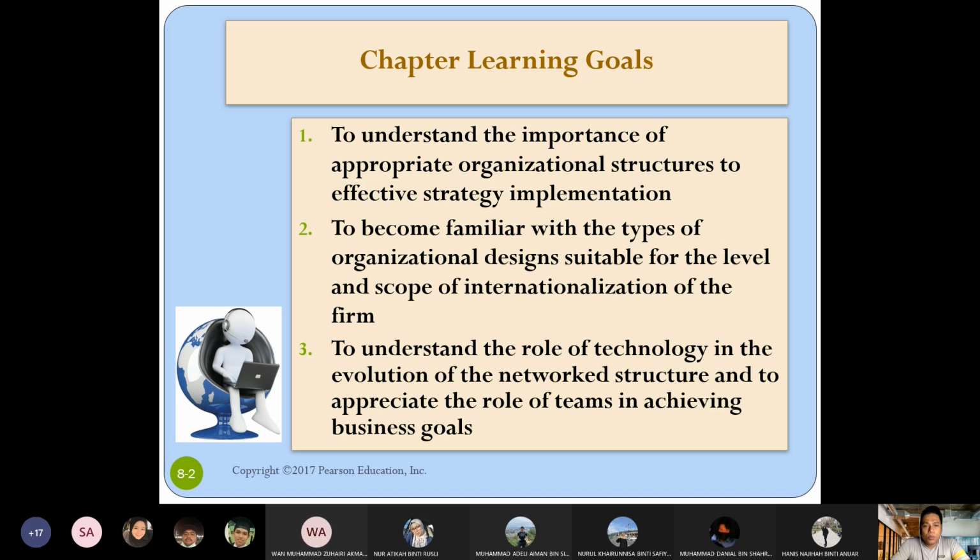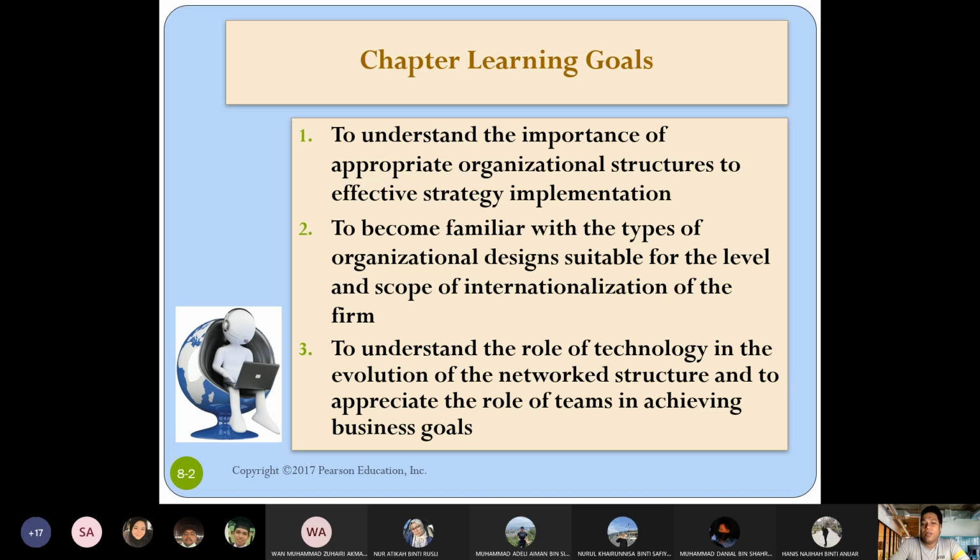The second one is to become familiar with the types of organizational design suitable for the level and scope of internationalization of the firm. So we try to know what types of organizational design are suitable for the level and scope of going international or global. That's the second one.